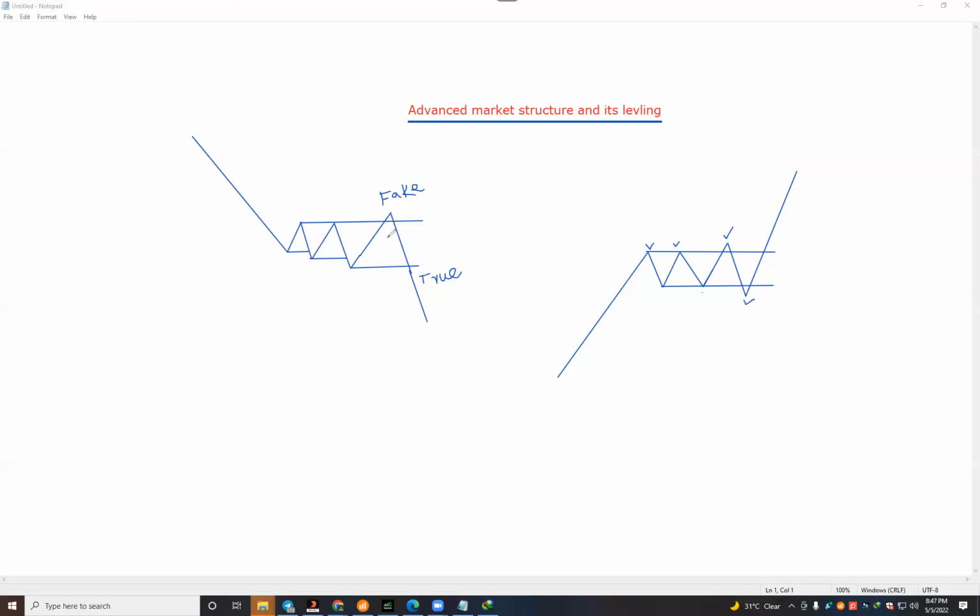But this condition, why is it different from this condition? Think about it.